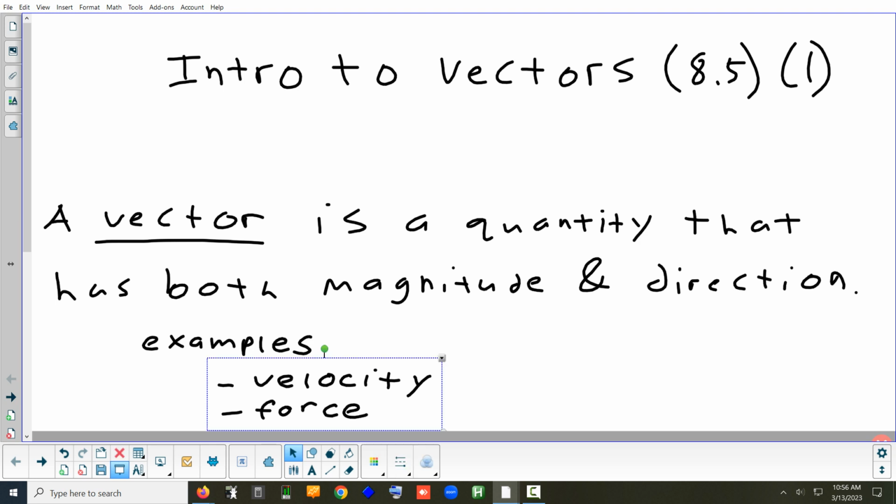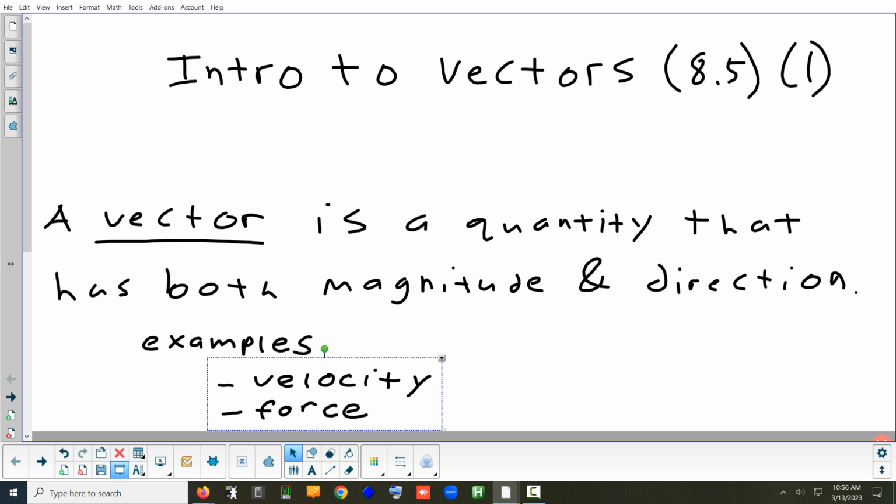So two examples of vectors are force and velocity, because both of these things have a magnitude, which in the case of velocity is like speed, how fast you're going. And then direction is what direction you're traveling in. So if you were traveling northeast at 70 miles an hour, you could represent that with a vector. And then using that vector, we can do different things. We can add it to other vectors, or we can do some other things with it.